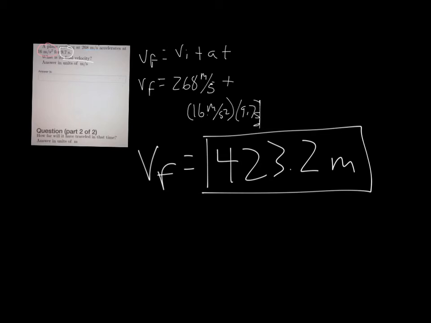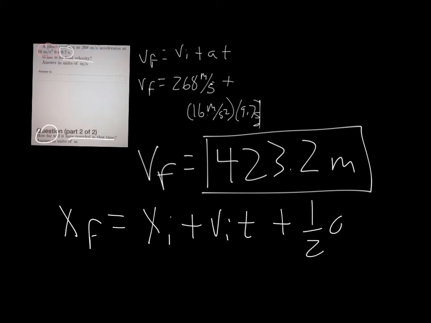Alright, so now they want to know how far. That's the second part of the question here. We are looking at this traveled time. Remember, when you want to know how far, you're going to use the equation XF is equal to XI plus VIT plus 1/2 AT squared.